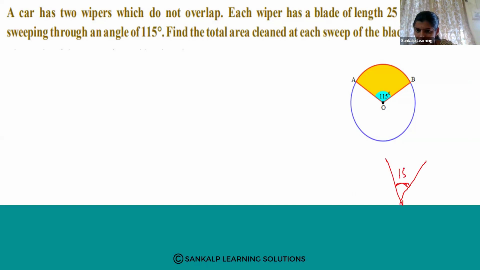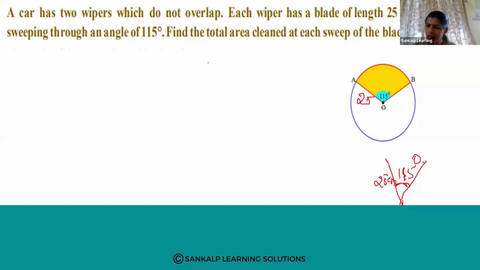That angle is 115 degree, and the length of this wiper, or you can say that it has a blade of length 25 centimeters. So 25 centimeter means it is radius only. So this length is 25 centimeter and this is also 25 centimeter. That 25 centimeter length is itself a radius, right? So find the total area cleaned at each sweep of the blade.